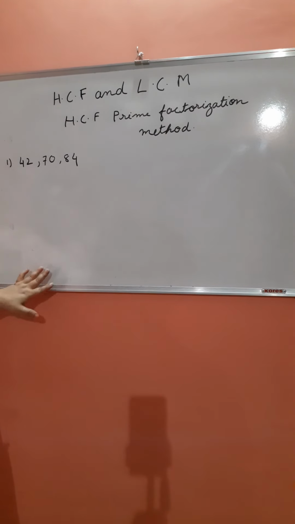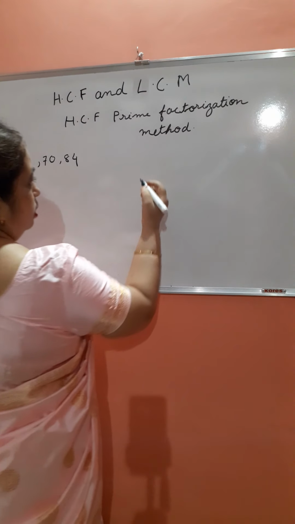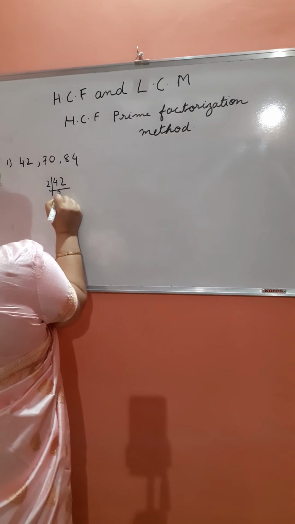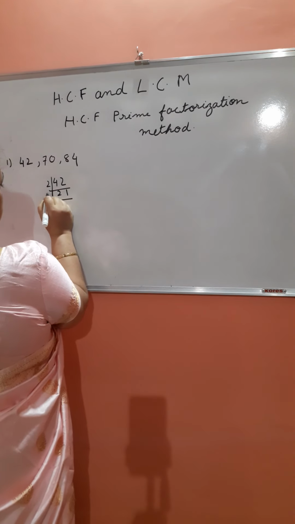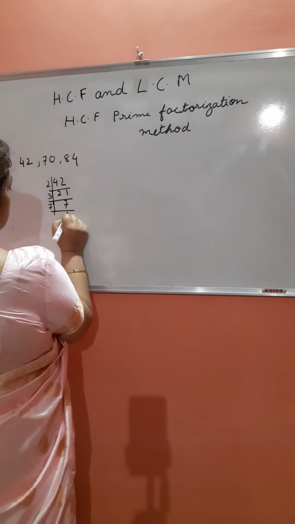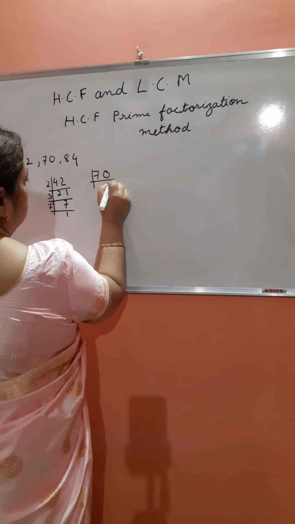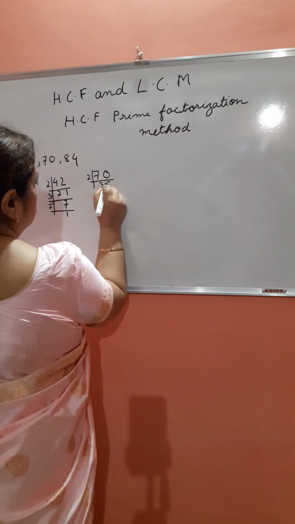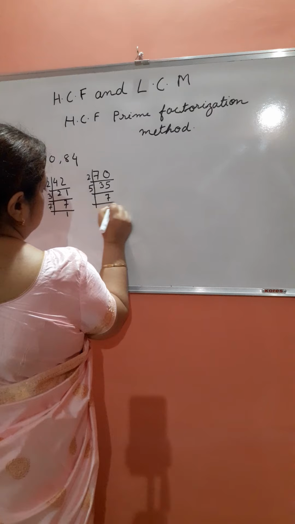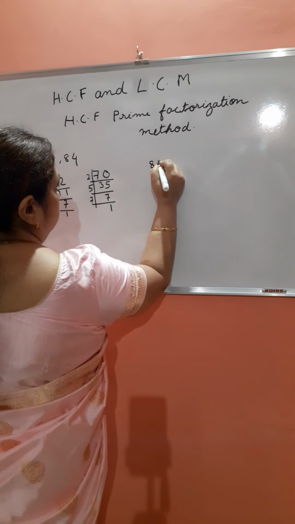Today I will teach you LCM and HCF. In the last class I taught you HCF by the prime factorization method. So let us revise once. 42, take out the factors: 3, 7 are 21 and 7, 1. Then 70, you take out the factors: 7, 1. Then 84.